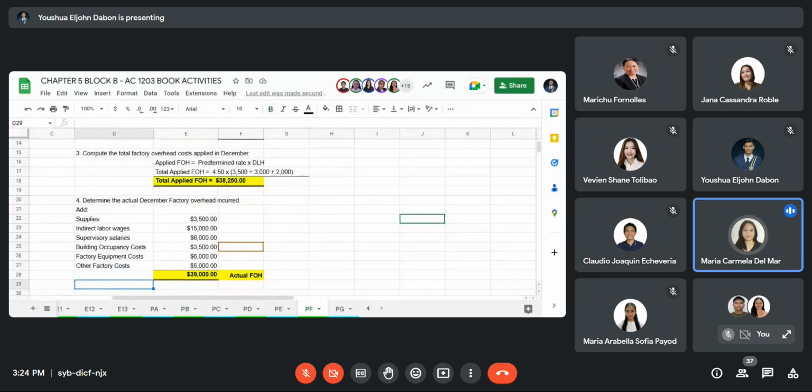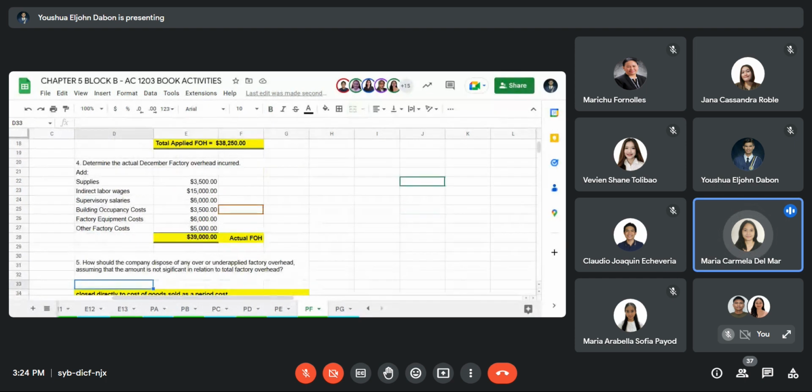For requirement number 4, we need to determine the actual factory overhead incurred in December. To get the actual factory overhead, we need to add the following amounts, which is from supplies $3,500, indirect labor wages $15,000, supervisory salary $6,000, building occupancy cost $3,500, factory equipment cost $6,000, and other factory cost, which is $5,000, and which will give us the total of $39,000 actual factory overhead.